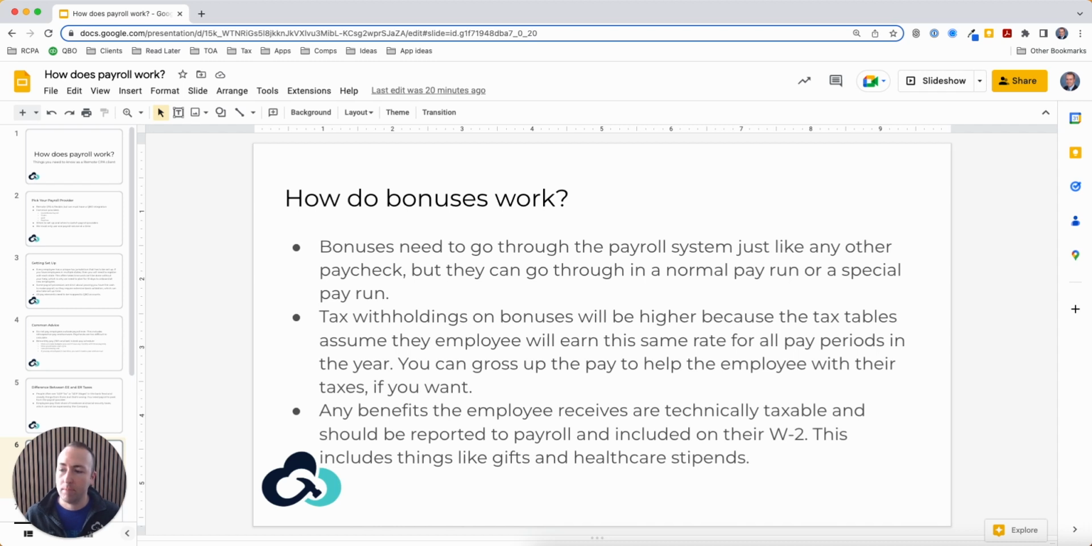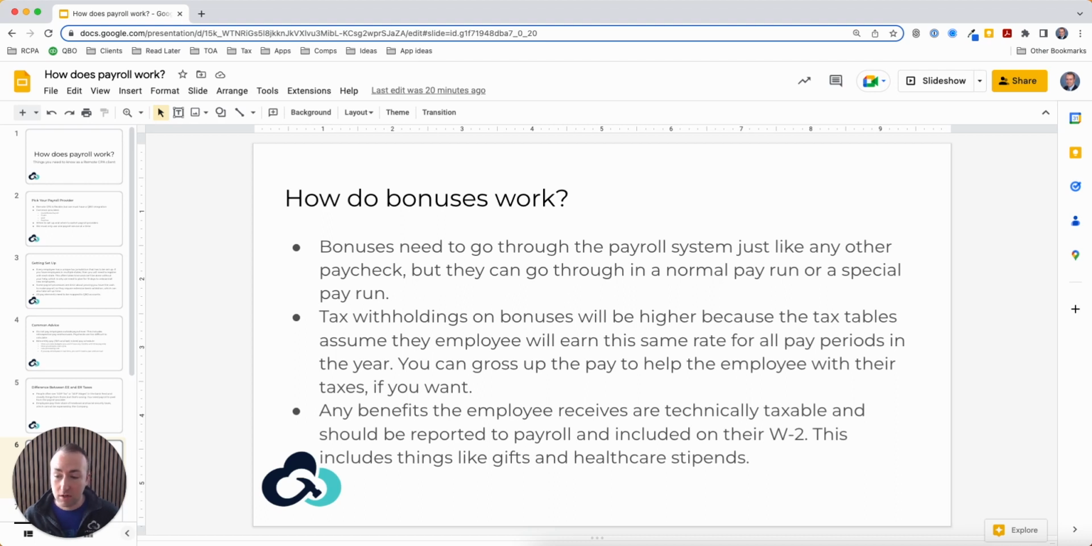So let's talk about bonuses. This is always a hot topic at the end of the year. Bonuses need to go through the payroll system just like any other paycheck. They can go through in a normal pay or a special run payroll. Tax withholdings on bonuses will be higher just because the tax tables assume that the employee will earn the same rate for all pay periods in the year.